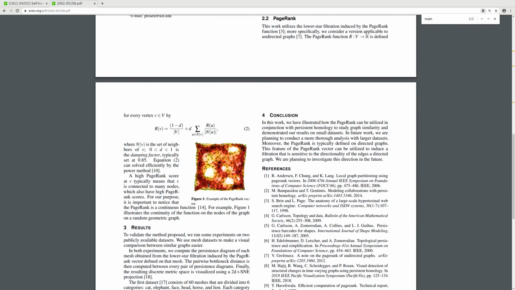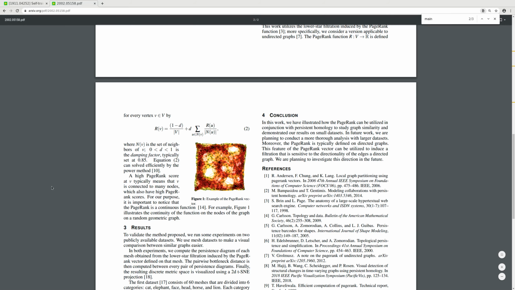Conclusion. In this work, we have illustrated how PageRank can be utilized in conjunction with persistent homology to study graph similarity and demonstrated our results on small datasets. In future work, we are planning to conduct a more thorough analysis with larger datasets. Moreover, the PageRank is typically defined on directed graphs. This feature of the PageRank vector can be utilized to induce a filtration that is sensitive to the directionality of edges in directed graphs. We are planning to investigate this direction in future.